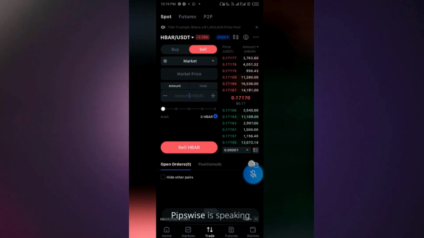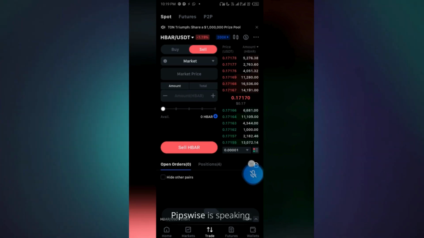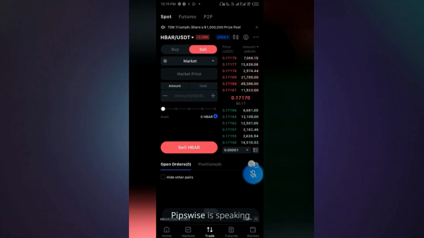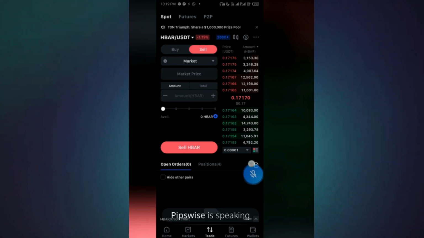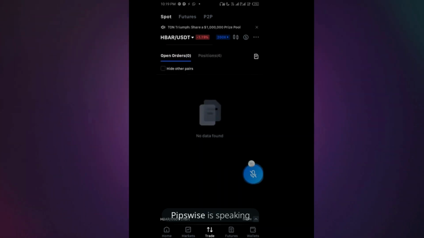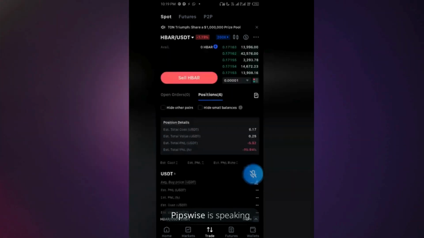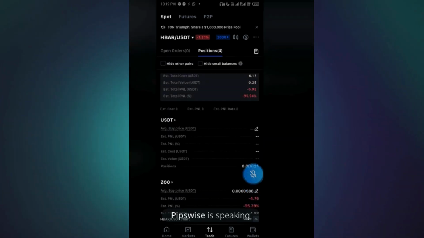Below it, you'll be seeing your orders, like your floating trade, right? You see your floating trade below it, and you see how many positions you have running. Then at the last end part, you have history. That thing that looks like a file, you have history.